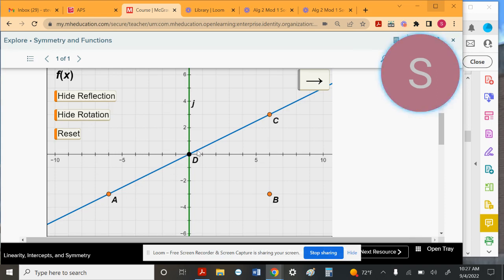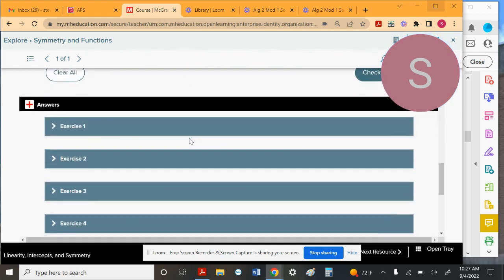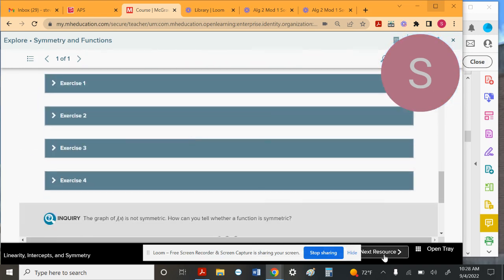Rotation shows me that this is around a point. So here's my point in the center. Notice this distance here is the same as this distance here, and these points are now mirror images of each other. Okay, so we can see that this does not have line symmetry, but it does have point symmetry. Okay, and that's what we look at when we're looking at those different pieces there.